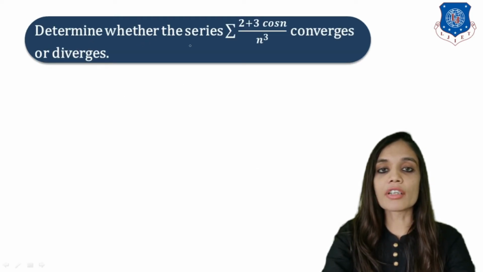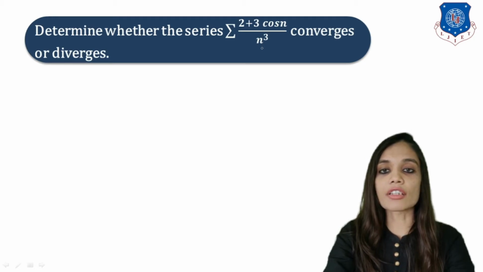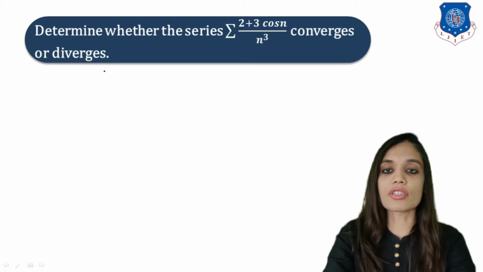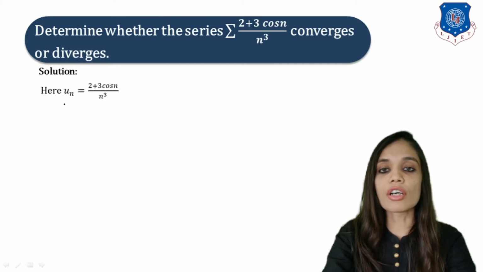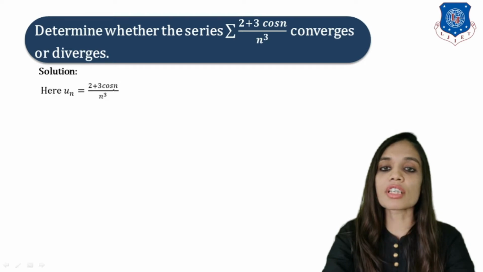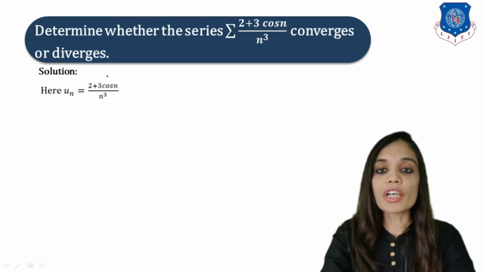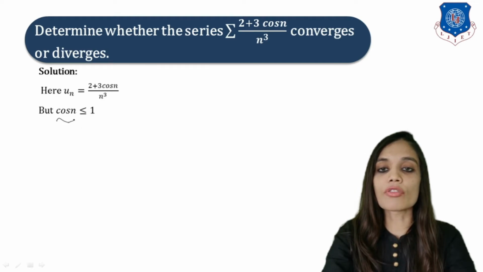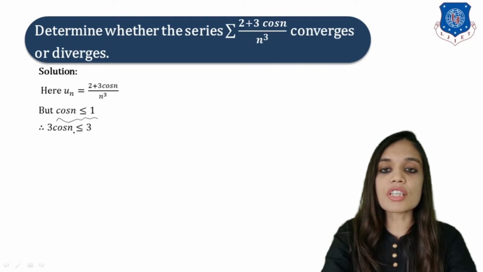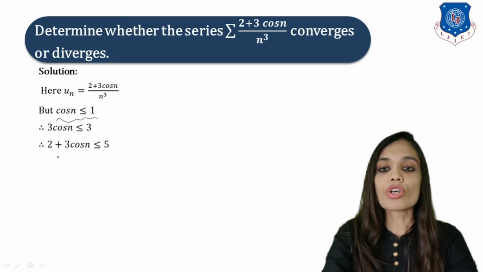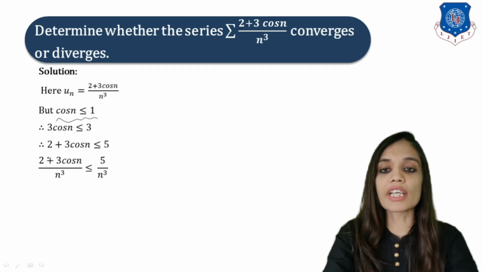So we have to determine whether the series (2 plus 3 cos n) upon n cube converges or diverges. Right? So let us start the solution. Here Un is equal to (2 plus 3 cos n) upon n cube. But we know for cos n that it will be less than or equal to 1. So now we will multiply it by 3, so you will get 3 cos n less than or equal to 3. Now add 2, so you will get 2 plus 3 cos n less than or equal to 5. Now we will divide both sides by n cube, so you will get (2 plus 3 cos n) upon n cube less than or equal to 5 upon n cube.